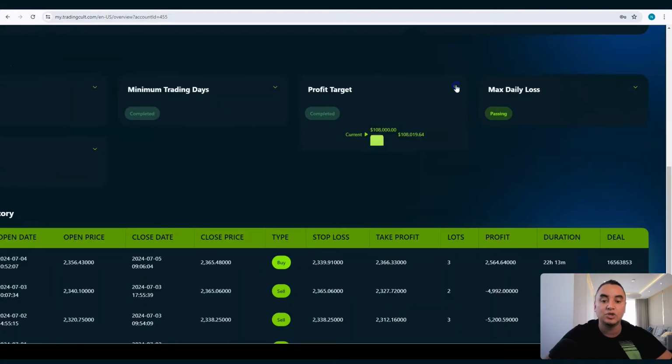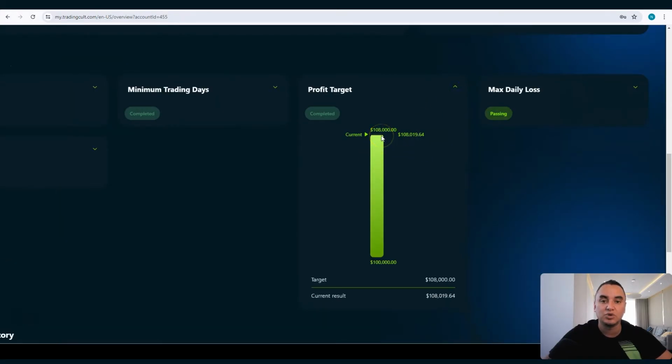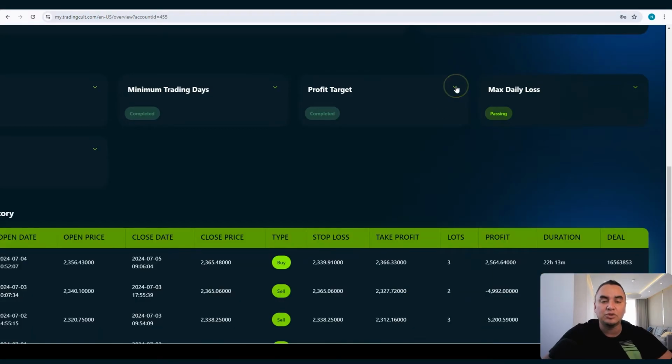And on the other hand, you will have your profit target that will also show and evolve based on your profit and loss as well, with your target and the current results. Now, based on those parameters, you will have to develop a risk management strategy. Let me give you 3 examples right here.